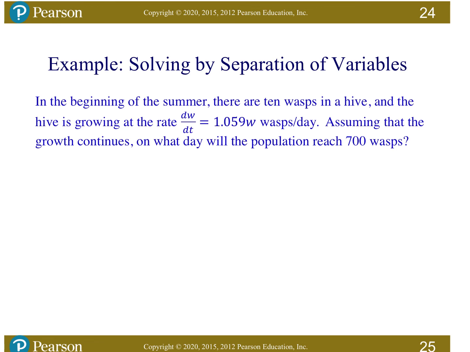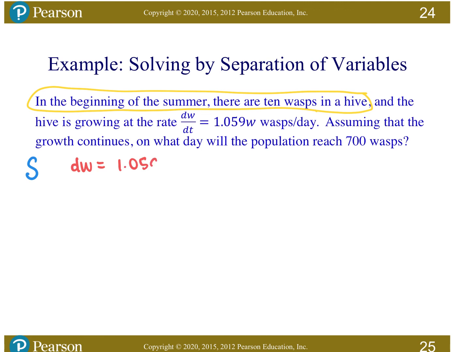And then we also have an initial condition, which is not hidden, but I want you to see where it is. 10 wasps at the beginning. That is called an initial condition. That means the beginning would be 0 and the wasps would be 10. But let's first separate and integrate. Okay, so the separate part is to cross multiply. So that gives me dw equals 1.059w times dt.